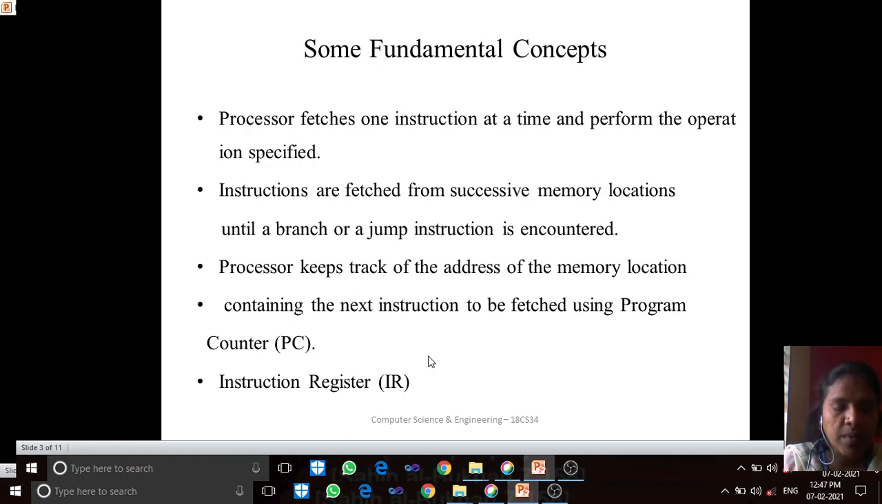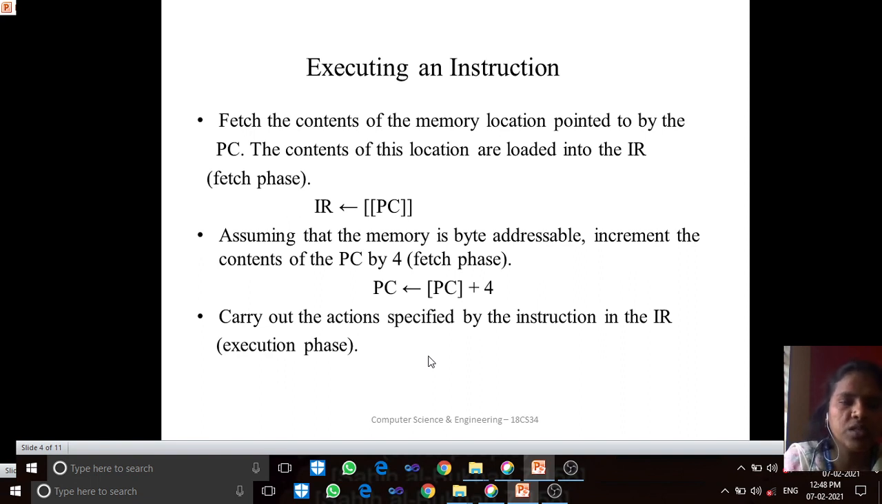The processor keeps track of the addresses of memory locations with the help of a register called the program counter. The PC helps keep track of the next instruction to be executed. If the current instruction is at address 1000, the PC will be loaded with 1004 if it is a 32-bit word length. The instruction register, PC, MAR, and MDR are special purpose registers.